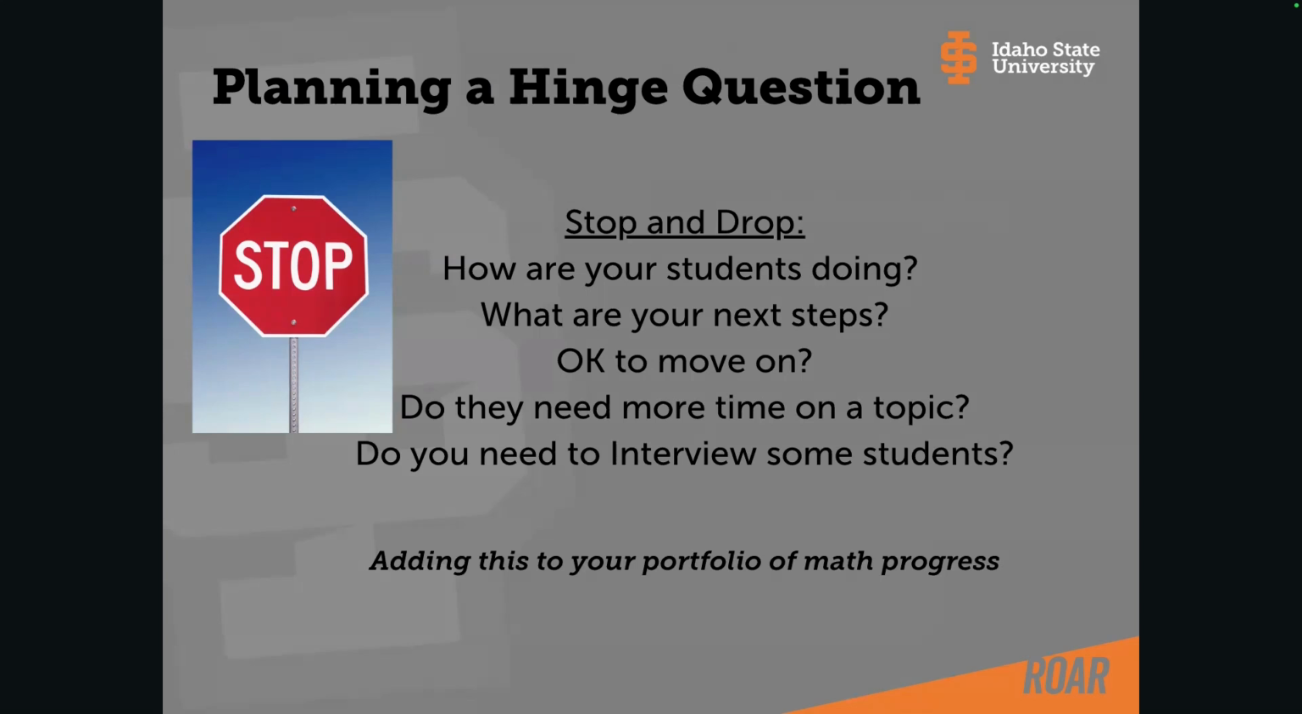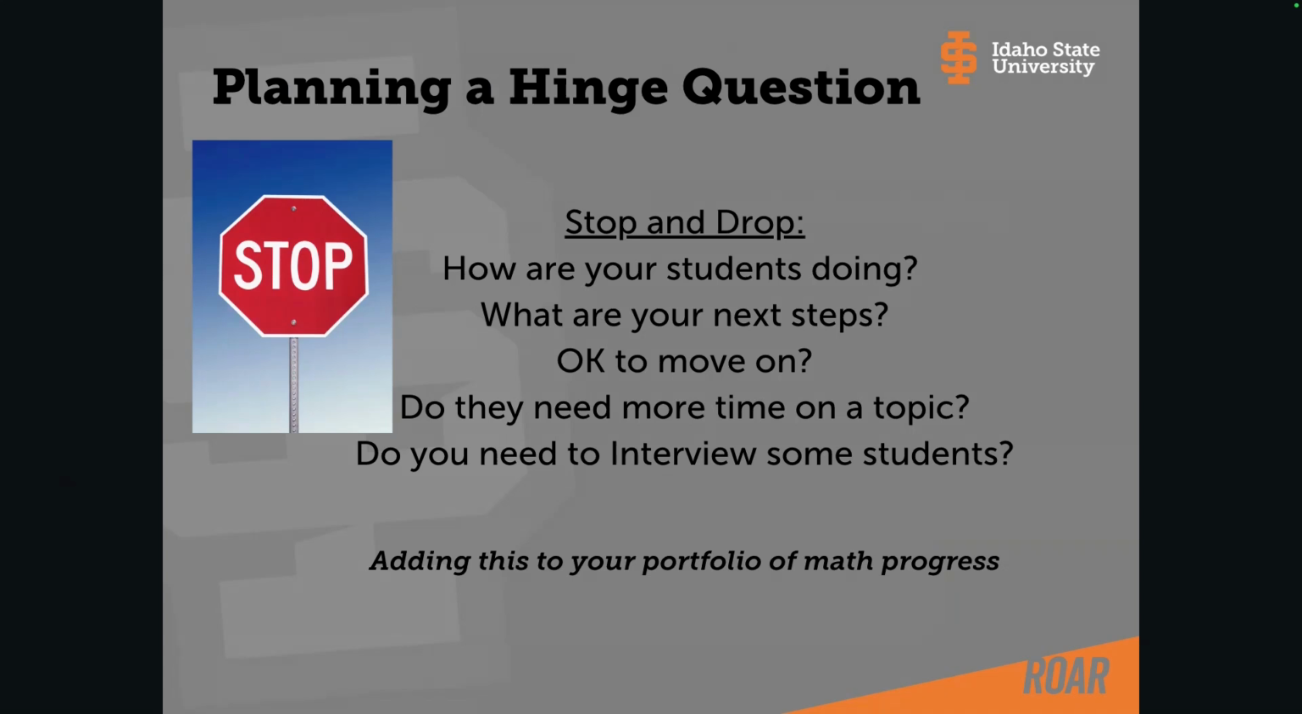So I wrote stop and drop because I was thinking of the song stop, drop, and roll, or maybe that's for escaping a fire. But either way, how are your students doing? What are the next steps? So if my students understand this question, then I can move on. Or my students do not understand this question, I need to pause. Do I need to add in some more manipulatives? Do I need to give them a different question or task to play with? So this is your hinge, right? You think of a hinge on a doorway. Can I move on or do I need more time on the topic?